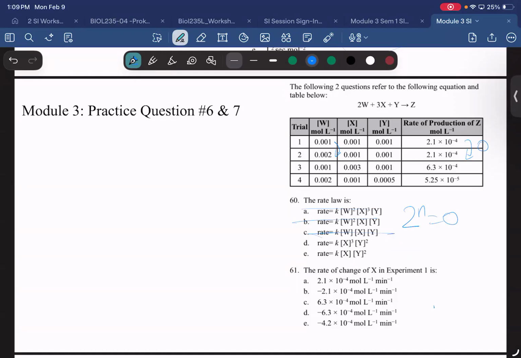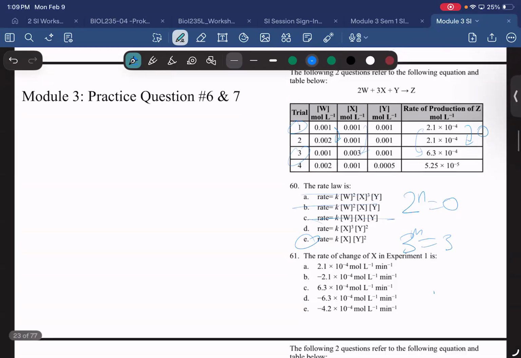Now let's look at X, because why would we look at Y when Y is going to have to be double? So we need to find experiments where X is the one that changes and Y and W remain the same. That's experiments 1 and 3. We see that this triples and this also triples. So that means X has to be first order. The way I see that is 3^m equals 3, and then the answer is E. I just did that without math. This is something you could see on the MCAT.